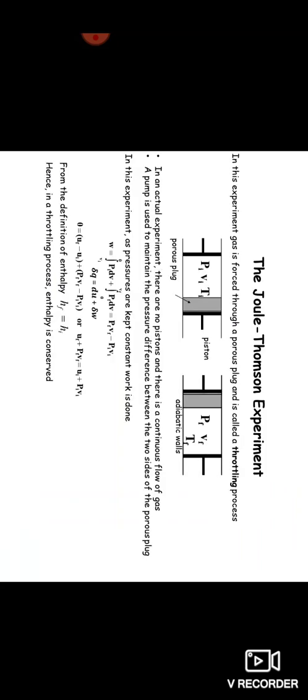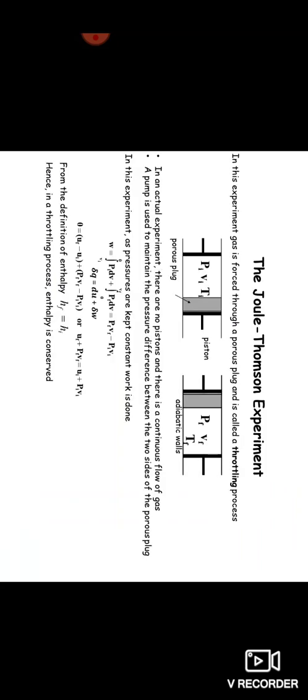The throttling process is commonly used for the following purposes: for determining the condition of steam, the dryness fraction, which is denoted by x; for controlling the speed of the turbine; and in refrigerator plants and liquefaction of gases.